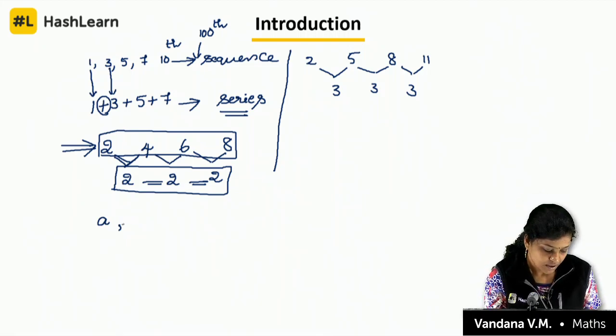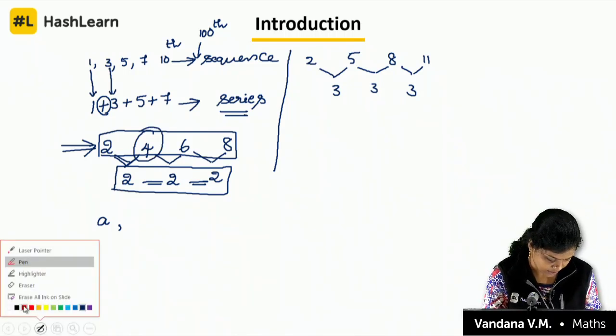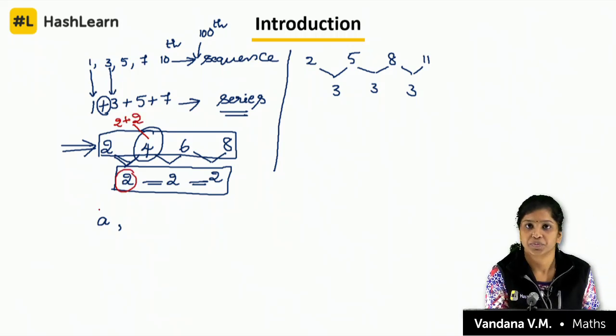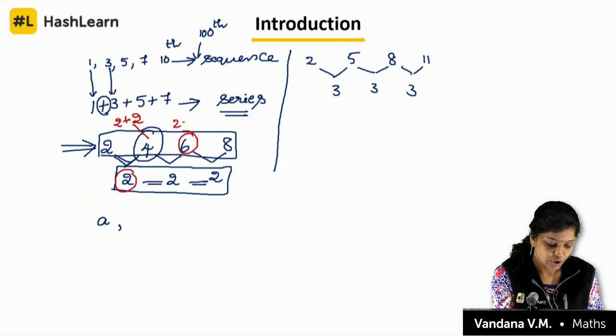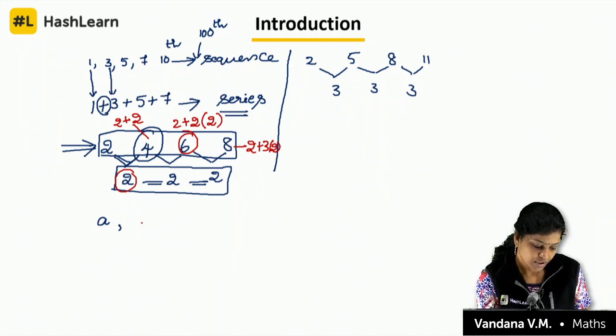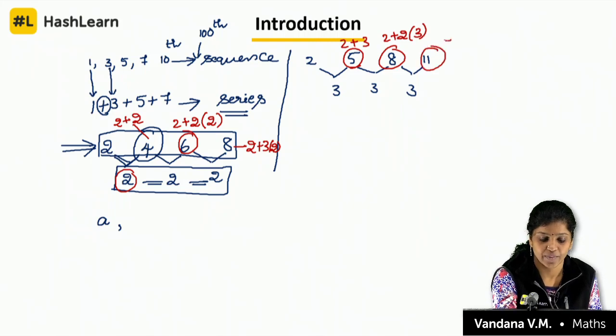Okay. Next, how am I getting this? Look here. 4, how am I getting it? Just observe here. 2 plus this common difference, 2. Next, how am I getting 6? 2 plus 2 into 2. How did I get this? 2 plus 3 into 2. Here also, see how I got this 5: 2 plus 3. How 8? 2 plus 2 into 3. This will be 2 plus 3 into 3.